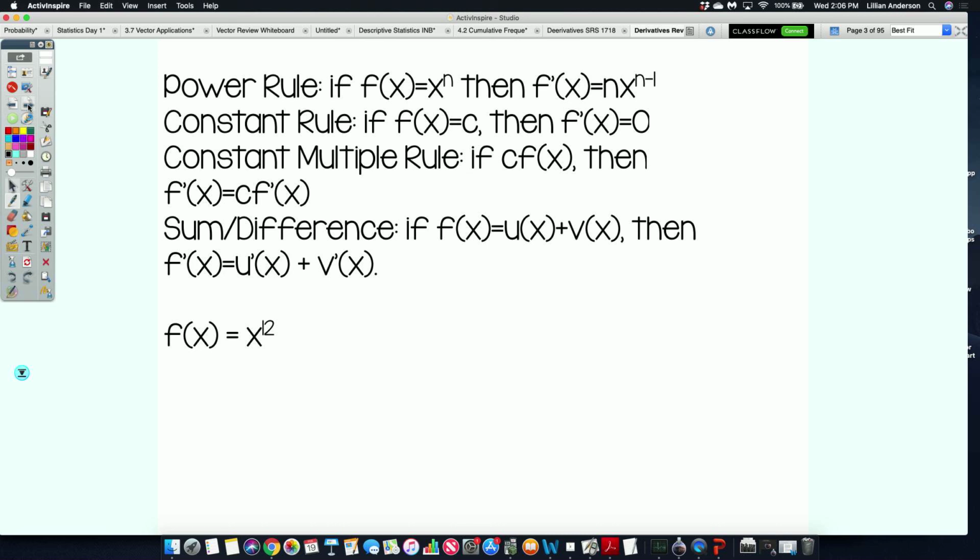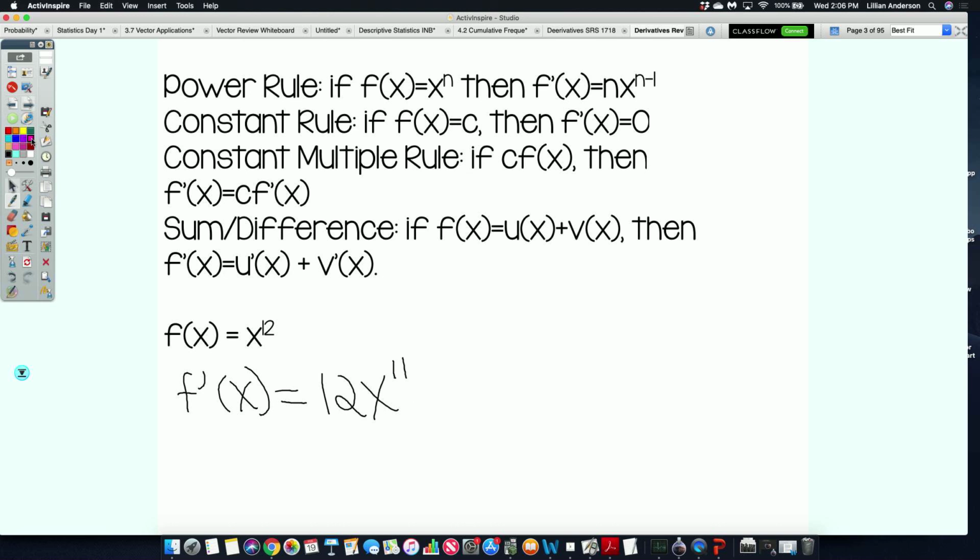And then, of course, the sum and difference rule, which says that if you have two things being added together or subtracted from each other, you just take the derivative of each piece. Okay? So real quick, what's the derivative of x to the 12th? 12x to the 11th.